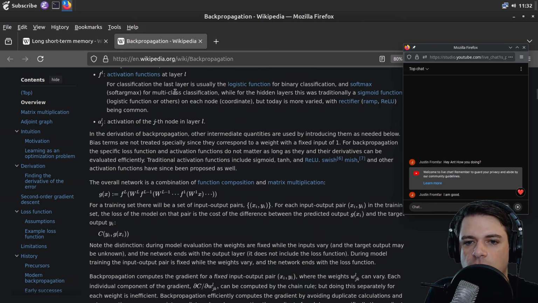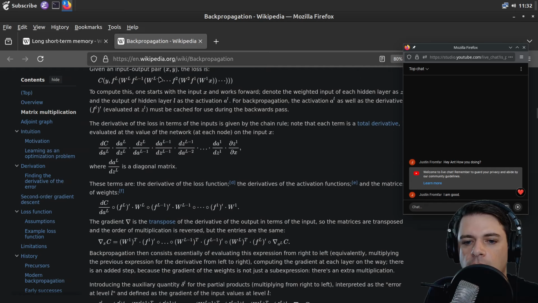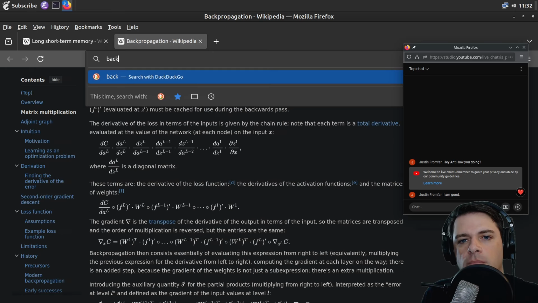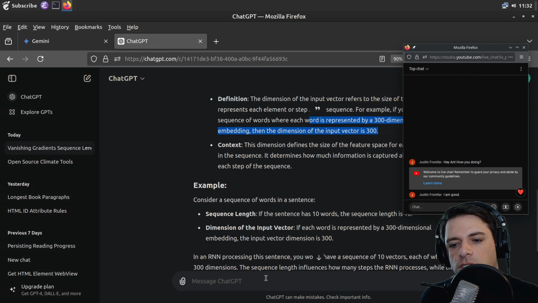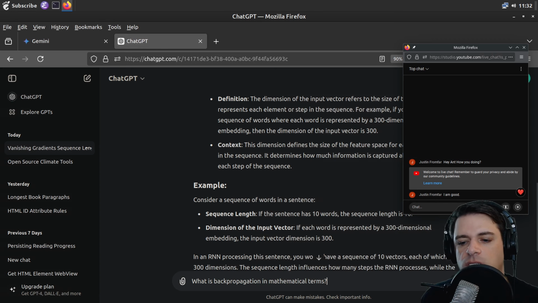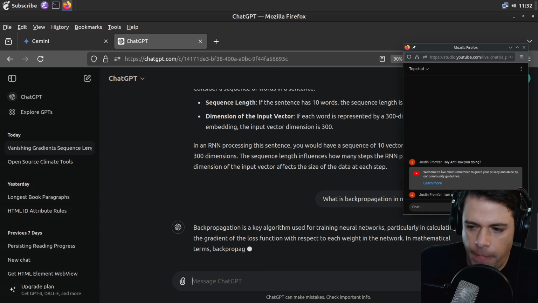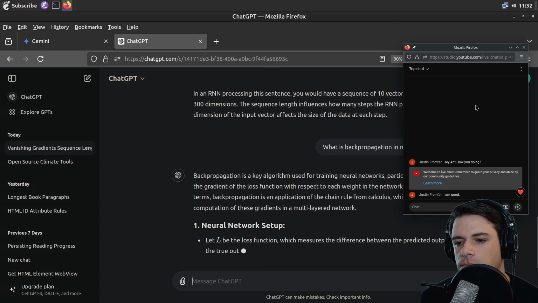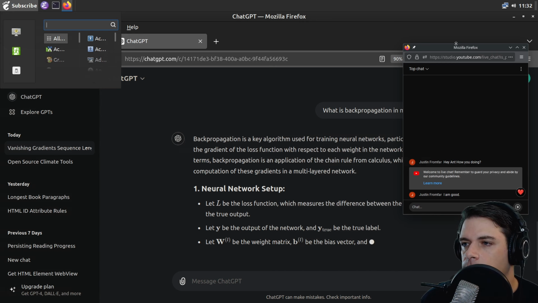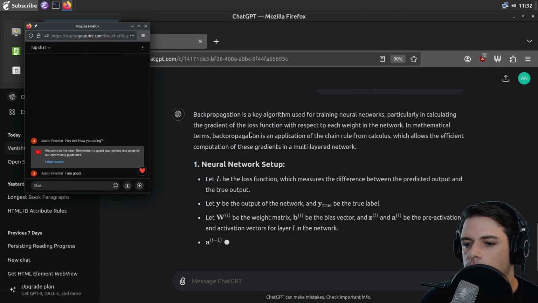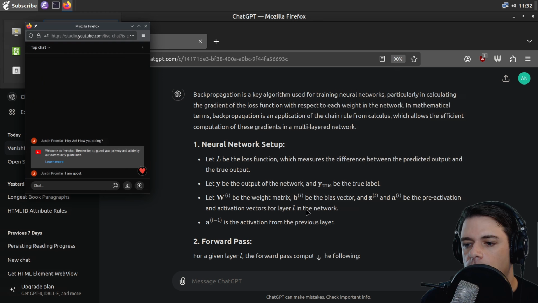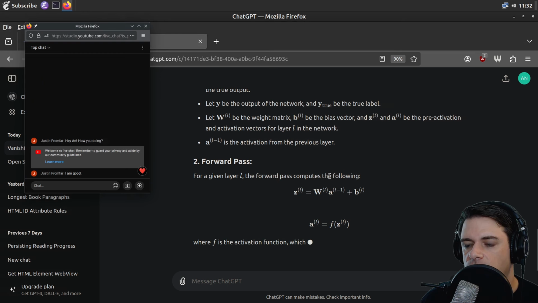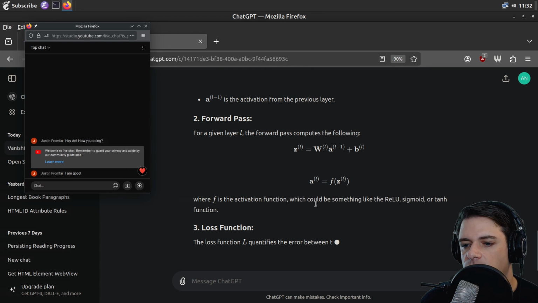This is too technical, and the intro is too general. I'll ask just what's up with backpropagation. I'll ask what backpropagation is in mathematical terms. So we have some forward pass, and then some loss function.